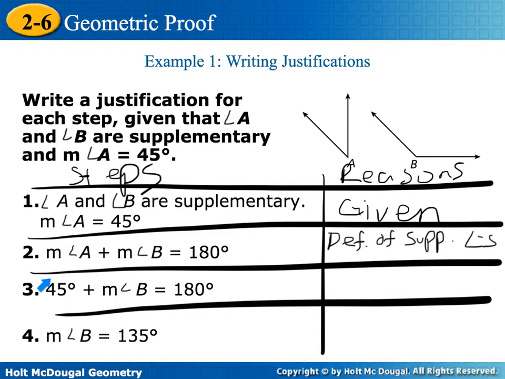Now, how do I get from here to there? I went from 2 to 3. I have angle A and angle B equal 180, and now I have no A, but I still have my B and my 180. Well, somewhere up above, I have to be okay with this. They tell me right here, A is 45, and so now they've taken away this A and put in a 45. Whenever you do that, that's called substitution.